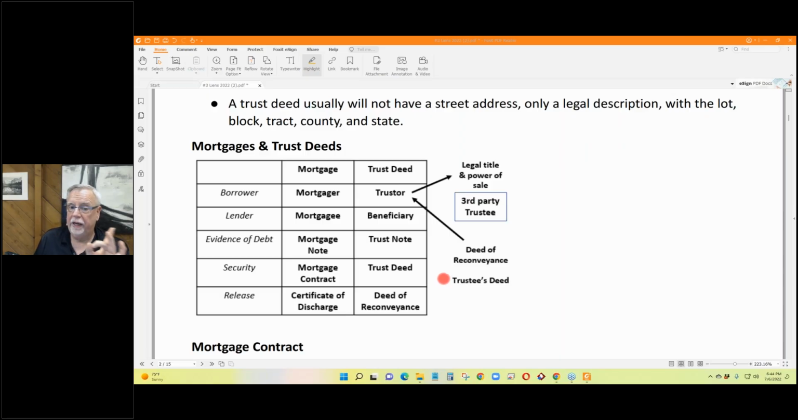So in a trust deed, the borrower is the trustor, the lender is called the beneficiary, the trustee is a third party that's holding on to the title, the debt evidence is still a note, but the security is not a contract. It's not a promise to do something in the future. You've already given up the pink slip. And the release is called the deed of reconveyance.